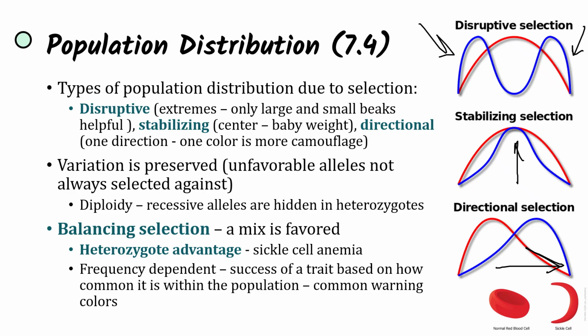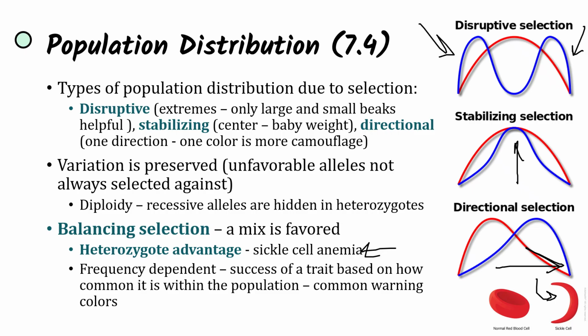There's also balancing selection, where a mix is favored. It's actually beneficial to have multiple alleles and multiple traits within the population. We see heterozygote advantage, such as with sickle cell anemia, a trait that turns your blood cells into sickles, which will clog blood flow. When you're heterozygous for sickle cell anemia, some of your blood cells will be normal, some will be sickled, but you'll also have a higher resistance to malaria. So you'll be able to survive, and at the same time it's beneficial to you because you have higher resistance to malaria. And so the heterozygote form of sickle cell anemia is preserved within the population.